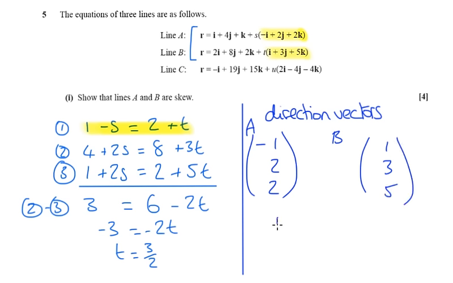And you can see that they're not parallel, because if we times something by minus 1 to get 1, we have to times that same thing by 2 to get 3 and 2 to get 5. And obviously we don't. We would times by minus 1 to get this, but obviously we times 2 by 1.5 to get 3, so they're not parallel because they're not multiples.